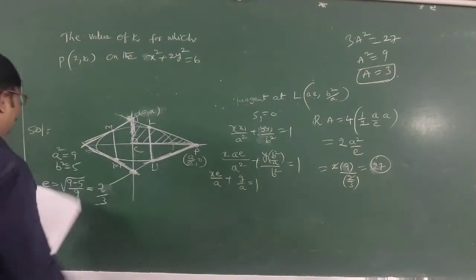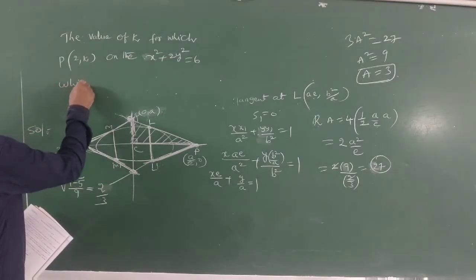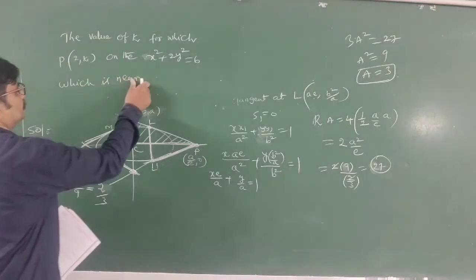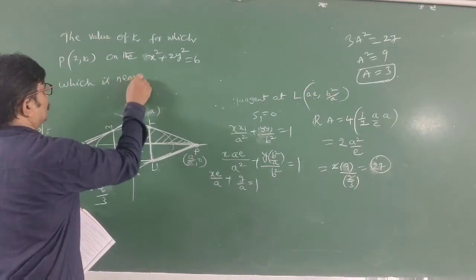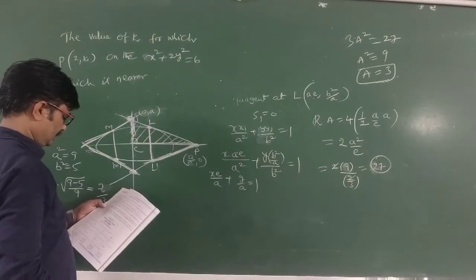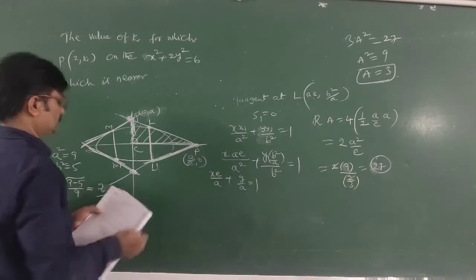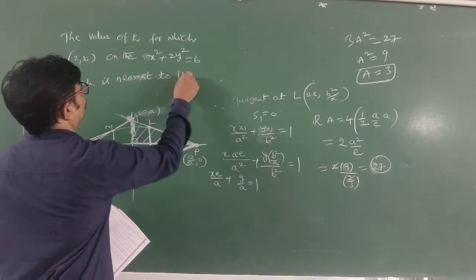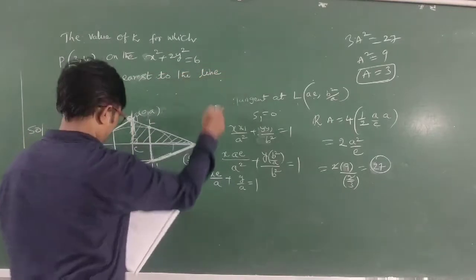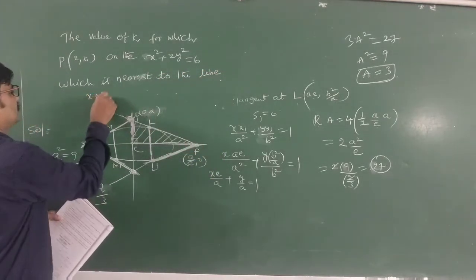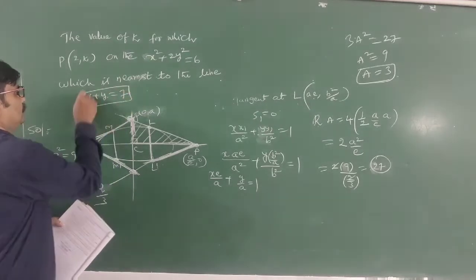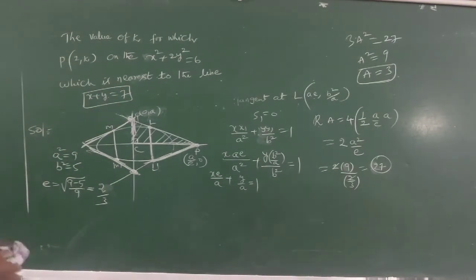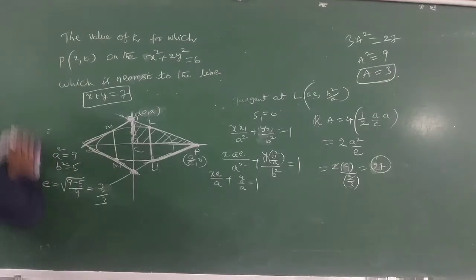which is nearest to the line x plus y equal to 7.